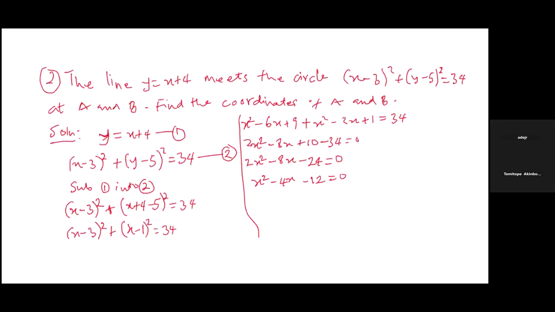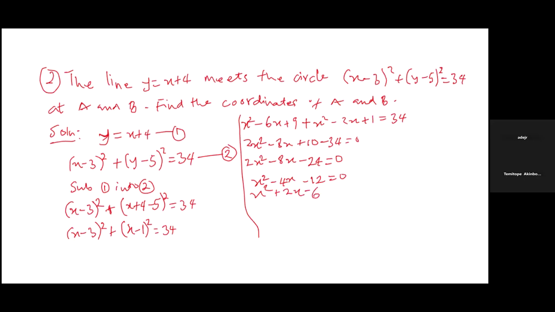So let's factorize this. So that will be what? x minus 6, and that bracket is x plus 2. Sorry. Okay, x plus 2x minus 6x. So if we say minus 6 plus 2x, we are also right. Is that clear? Yes, sir. Okay.